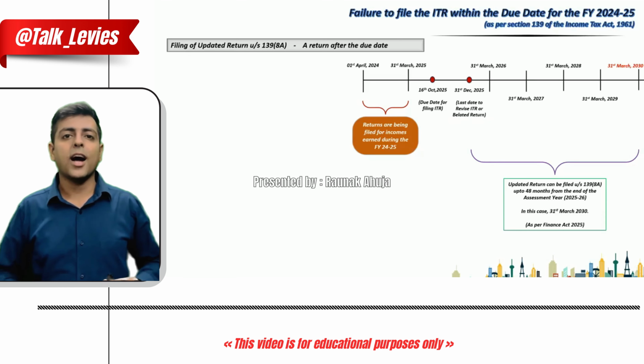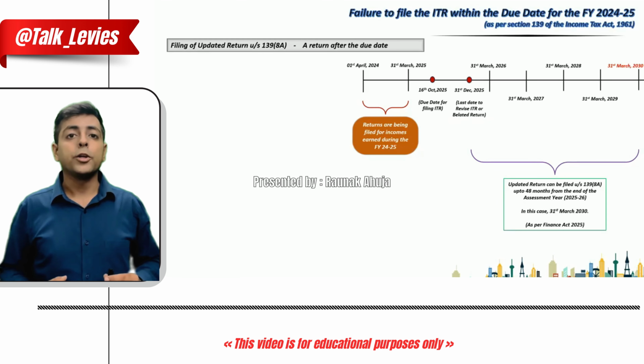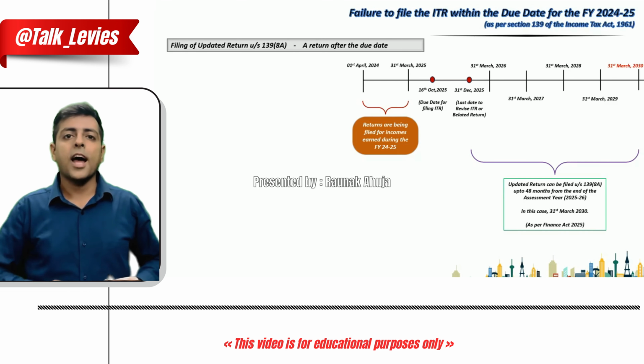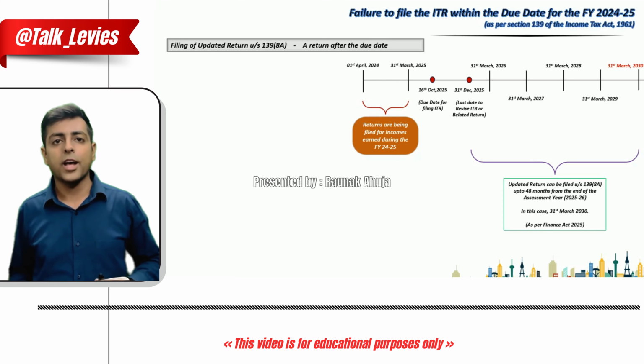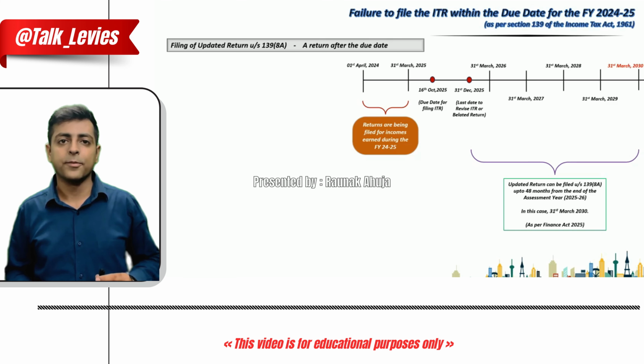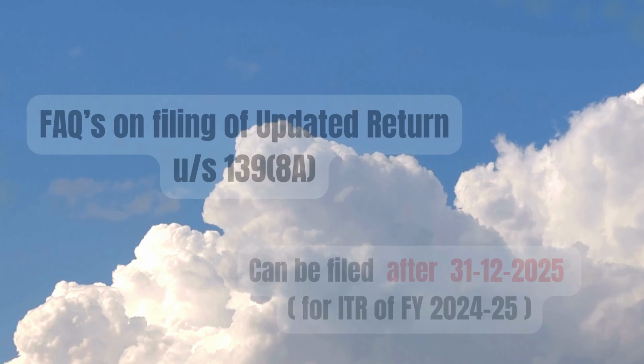However, there's one thing I would like you all to note: the later you file an updated return within these 4 years, the higher the tax you would be required to pay. This means if you file an updated return, say for financial year 24-25, in the 4th year, you will be required to pay a higher amount of tax as compared to filing it in the 1st year itself. So it's always suggested to file an updated return as soon as possible.